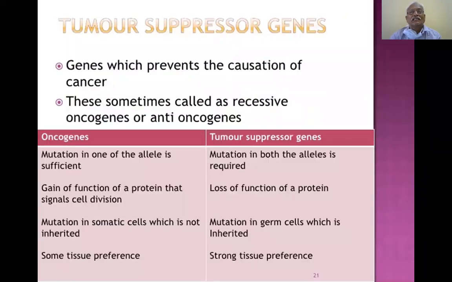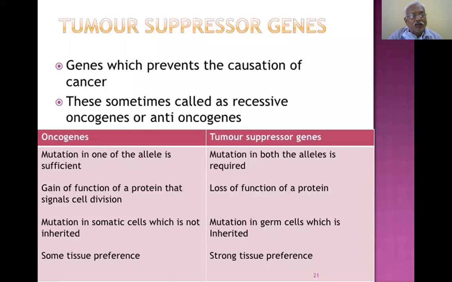So tumor suppressor genes also will be there. Genes which prevent the causation of cancer are known as tumor suppressor genes, just like the brakes available on the handlebar of a two-wheeler. So there are genes which suppress the causation of cancer. They are known as tumor suppressor genes. These are sometimes called recessive oncogenes. This is the other name for tumor suppressor gene: recessive oncogenes or anti-oncogenes.